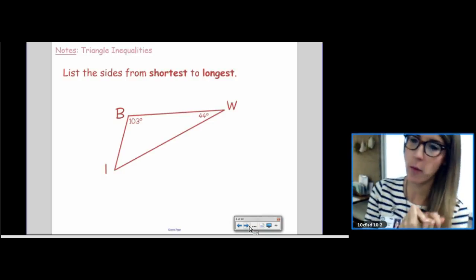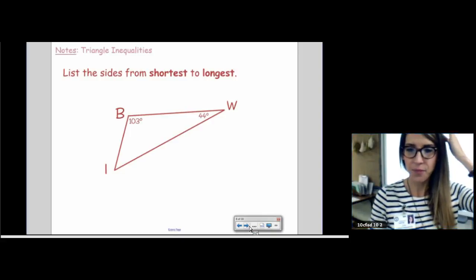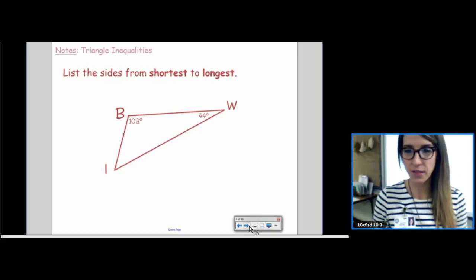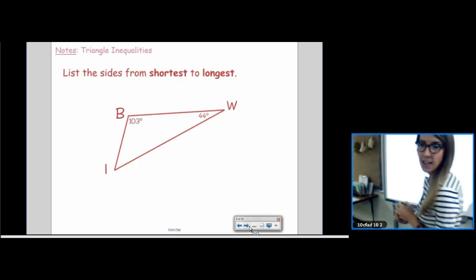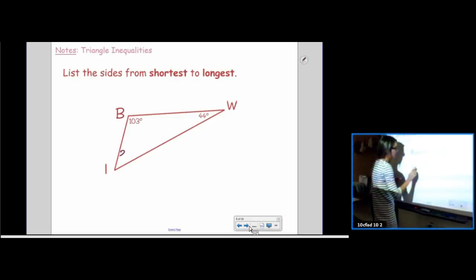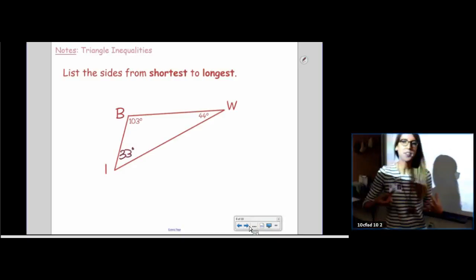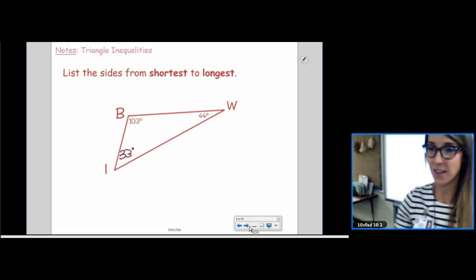Okay, guys, let's do it. What was the missing angle? What did you get for angle I? Ooh, I already have two different answers. 33. Okie dokie. So the concept is not hard. Actually, probably the hardest part of this problem is using correct notation, right?